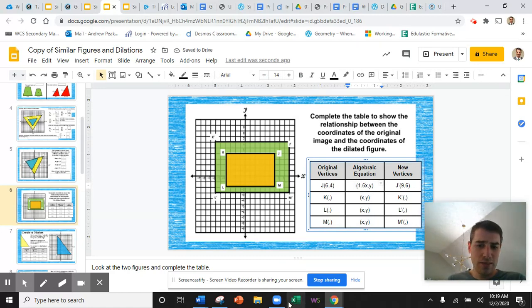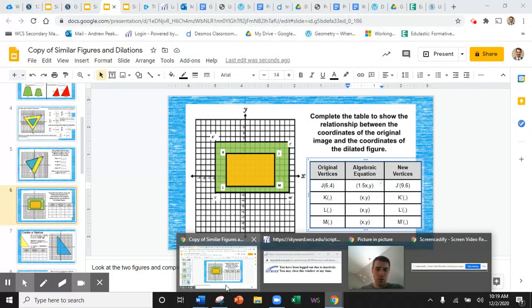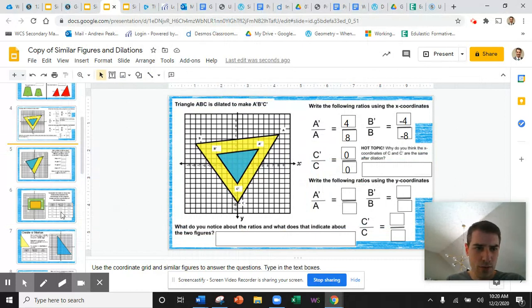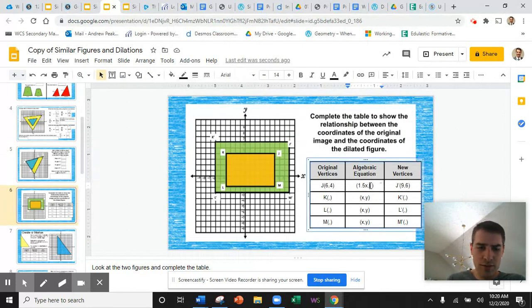And then I believe it's going to be the same. It should theoretically be the same for the y's as well. But just to make sure, for the y's, we had 4 for my J, and for J prime we had 6. So 6 over 4, sorry, I did it the other way around, gives me 3 over 2 as well, or 1.5. So we see we're multiplying by 1.5 for both of those. That's my scale factor. Then I'd put 1.5 times x, 1.5 times y, and go through each of those, making sure they're all doing that as well.